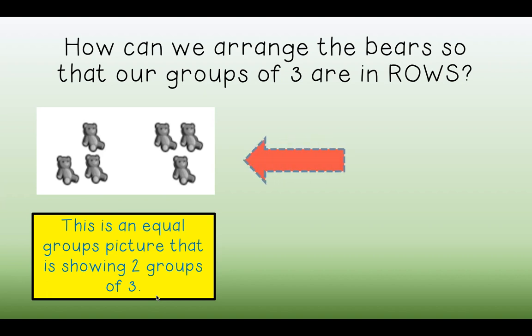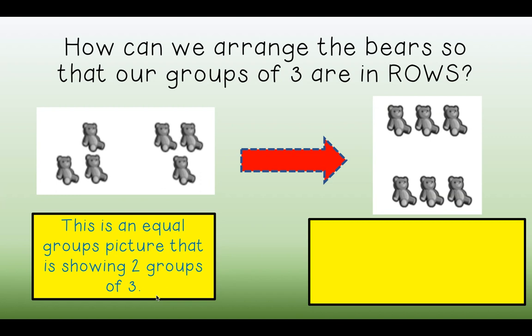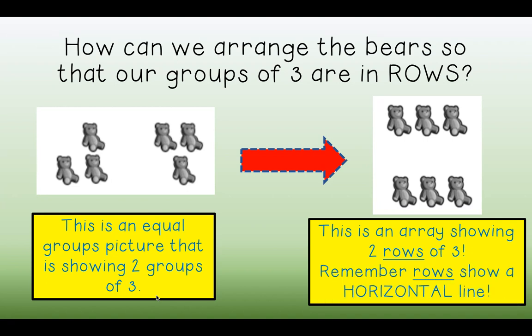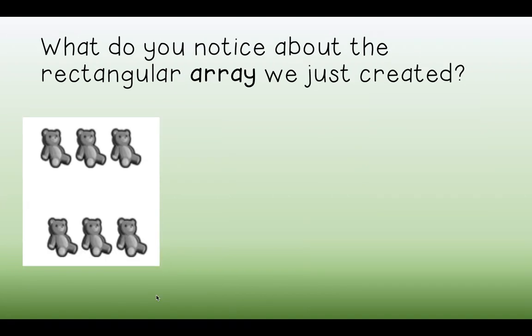So we want to change our picture to show equal rows. Remember, rows go left to right or horizontal. So we would arrange the bears like this. So this is an array showing 2 rows of 3. And remember, rows show a horizontal line. So now, what do you notice about the rectangular array we just created?